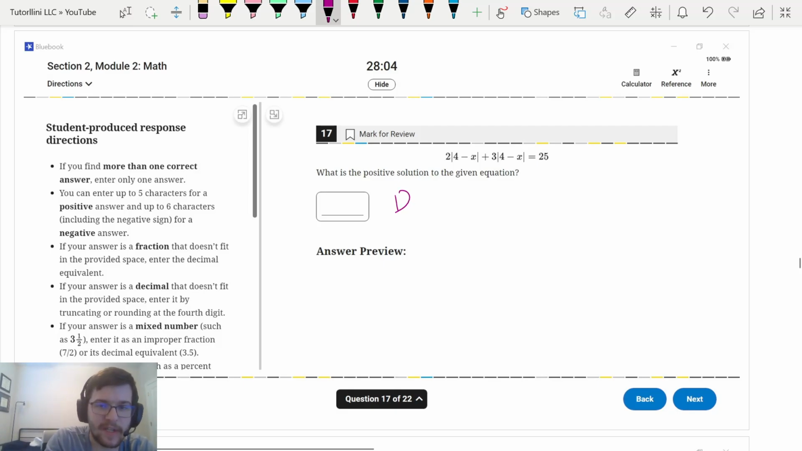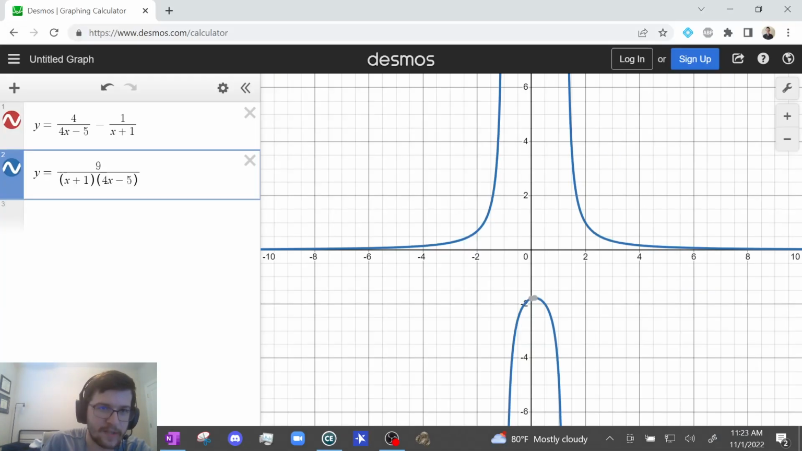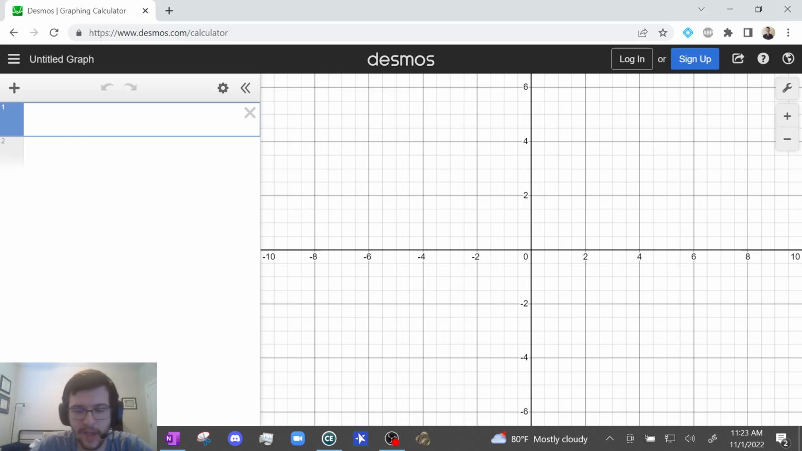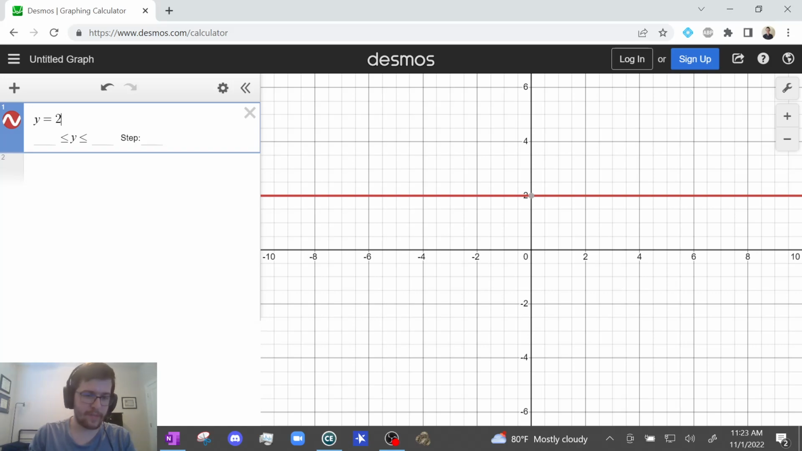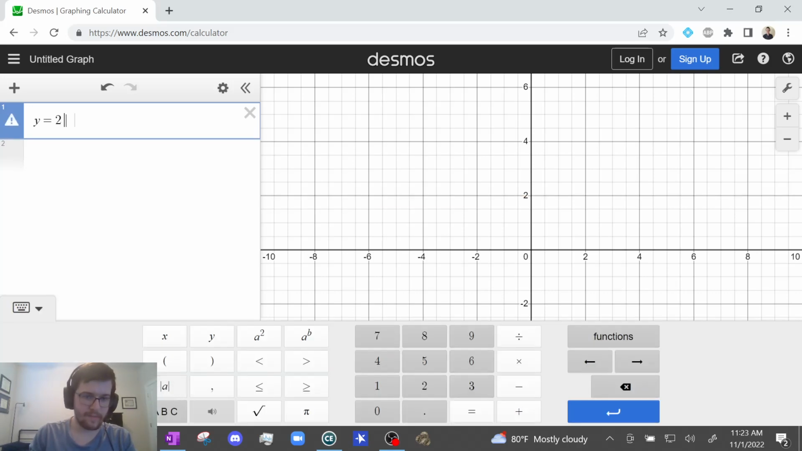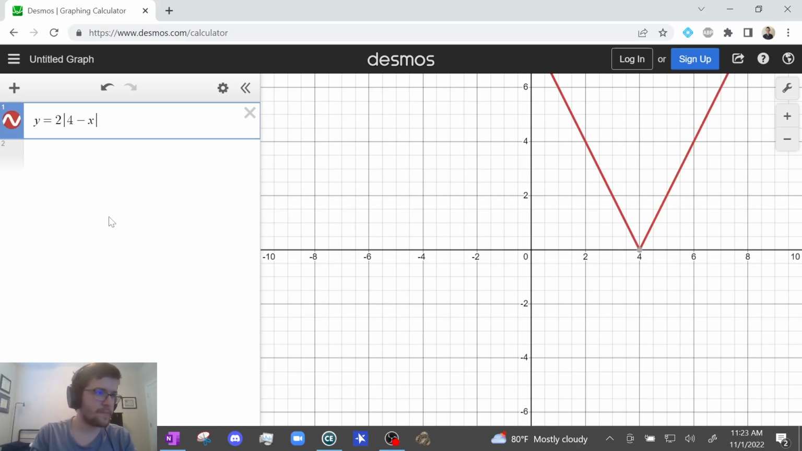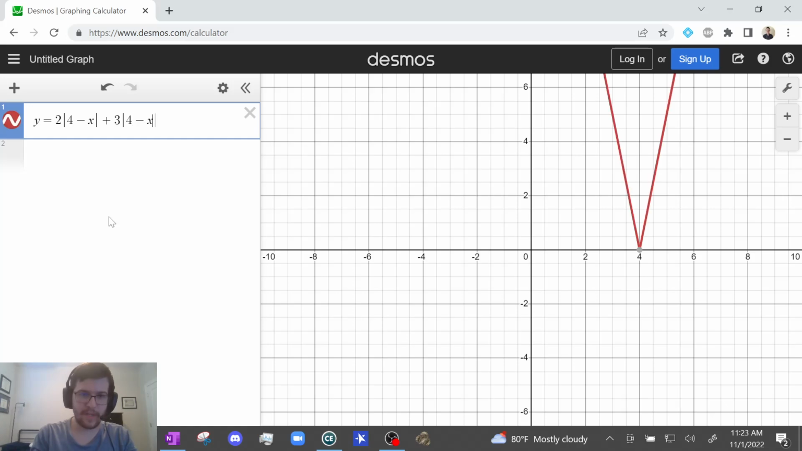Okay, this one, if you have no idea how to do it, you can also just use Desmos. So let's do that. Any equation you can solve in Desmos. So if you're unaware, you can type in absolute value by holding down Shift and then pressing the key above Enter with the little vertical line. So that's what I'm going to do. You could also go into the function menu and click on this one, but it's probably faster to just use the keyboard. So 2 absolute value of 4 minus x, plus 3 absolute value of 4 minus x, equals 25.